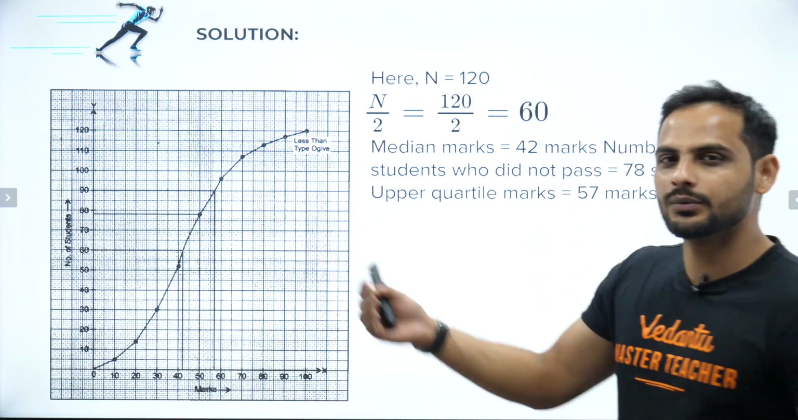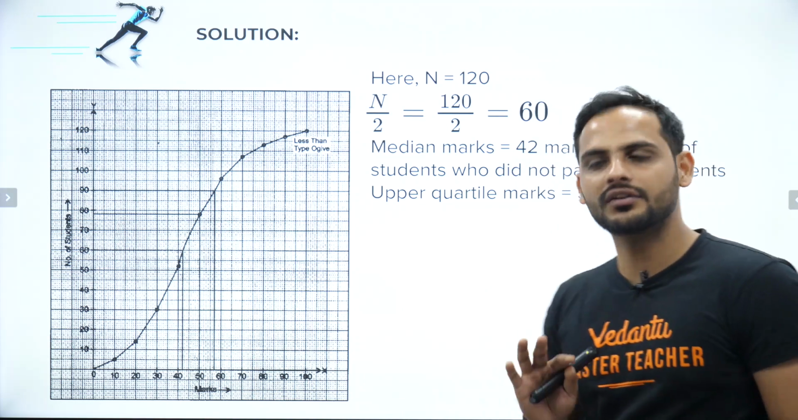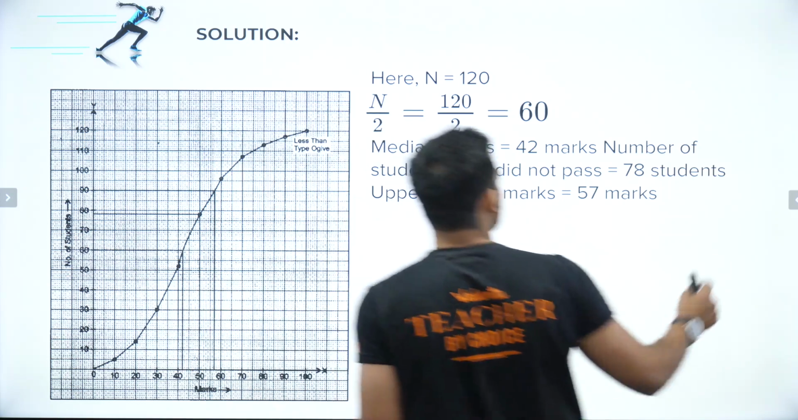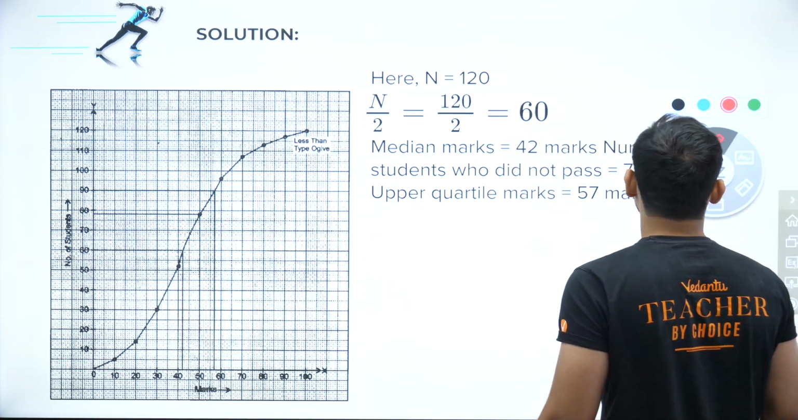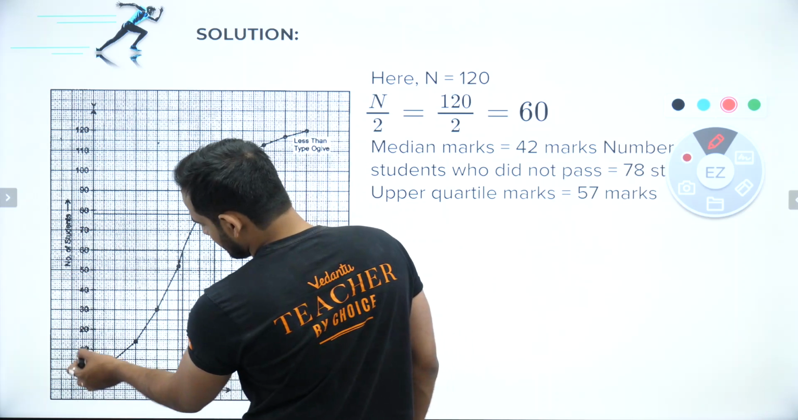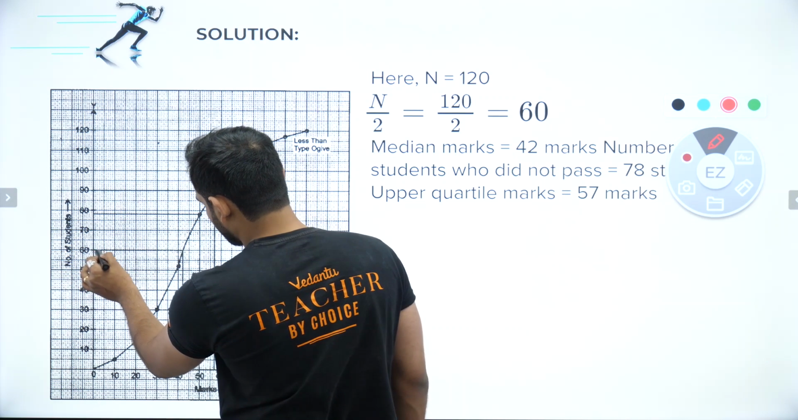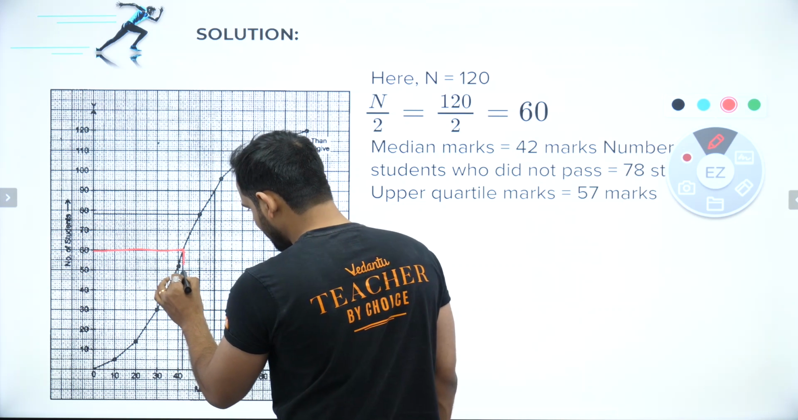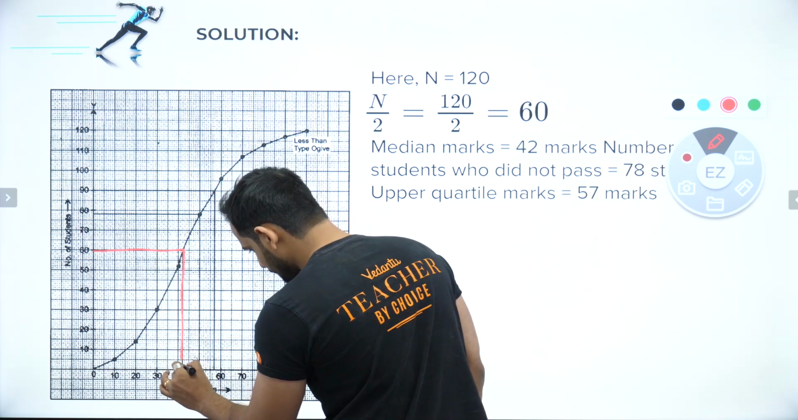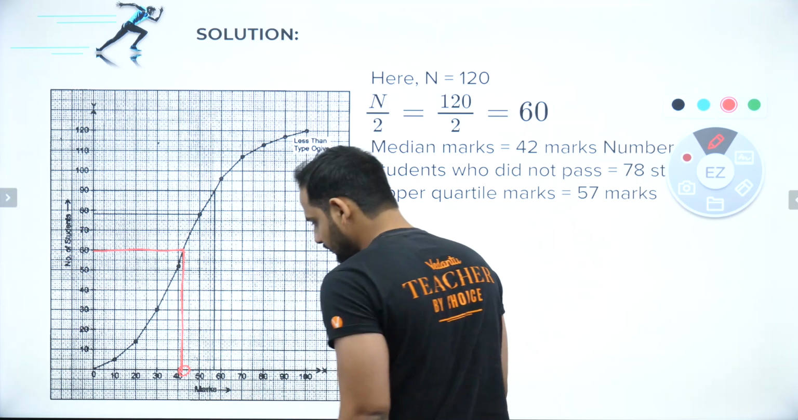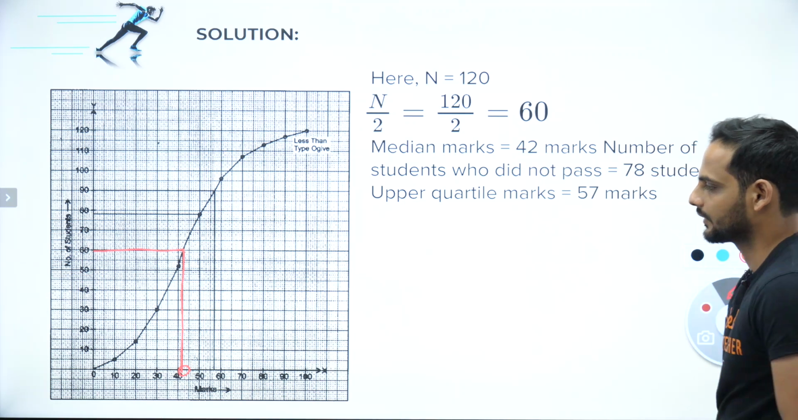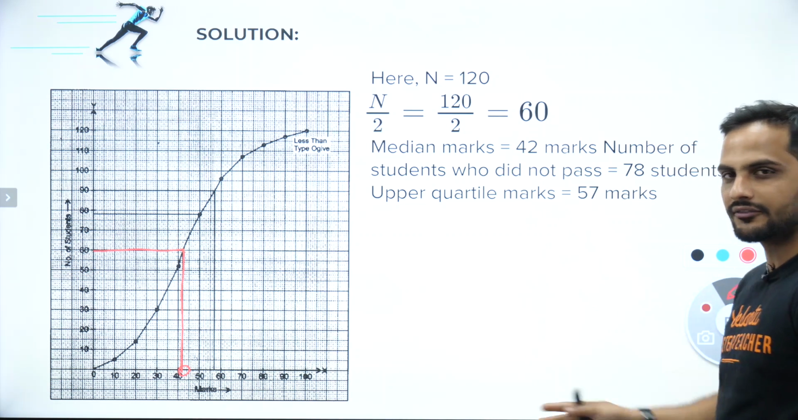So the median will be 120 divided by 2, which means what? 60. So beta, just find out where 60 is here. Where is 60 lying here? So you will see 30, 40, 50, 60. Okay, 60 is here. So from 60, wherever this will intersect the line, put it here. So it is coming somewhere here between 40 and 50, around 42. That is why they have written median marks as 42.